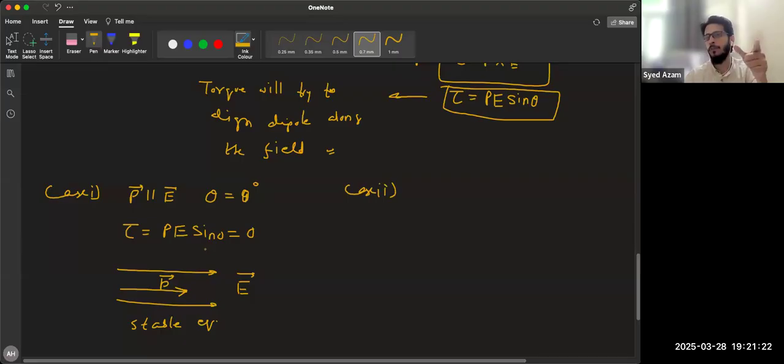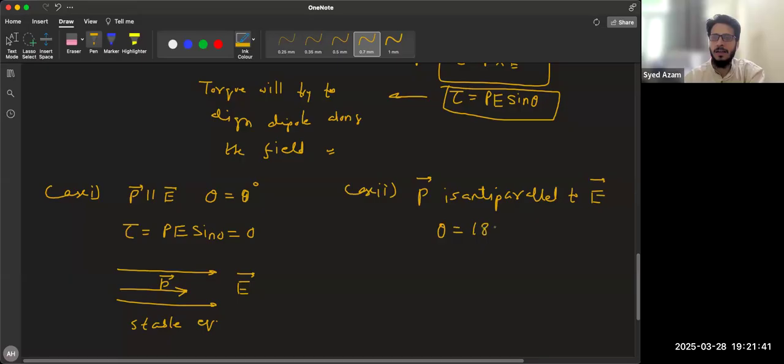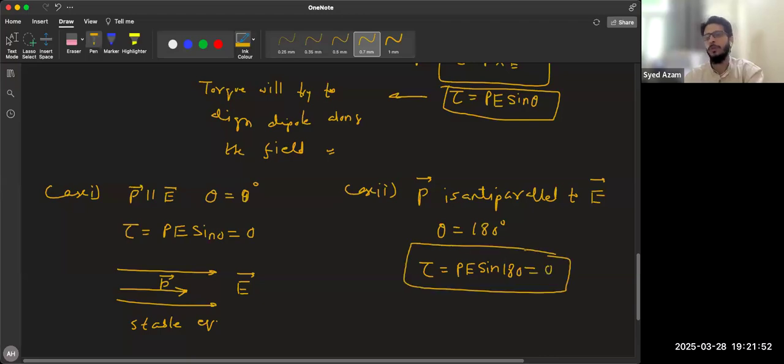Because if I disturb the dipole, it will ultimately come back to this position. Case 2, if P is anti-parallel to E, if the dipole moment is anti-parallel to the electric field, in that case theta is 180 degrees. When you calculate the torque, it comes out to be PE sin 180. Sin 180 is 0, so your torque is again 0. So anti-parallel means this is your electric field, but your dipole is in a direction opposite to that.